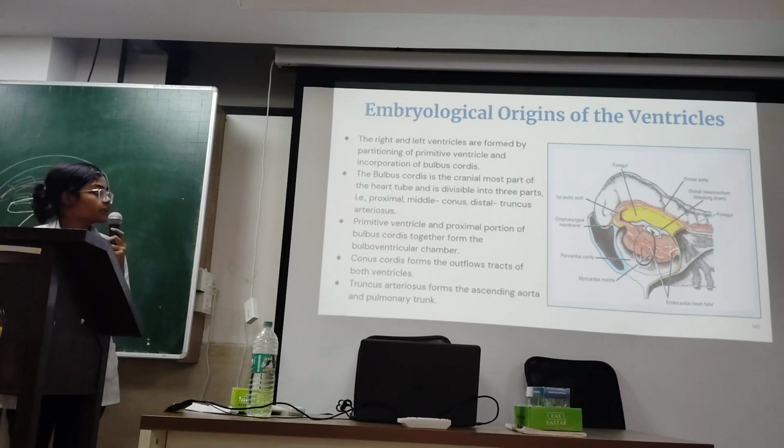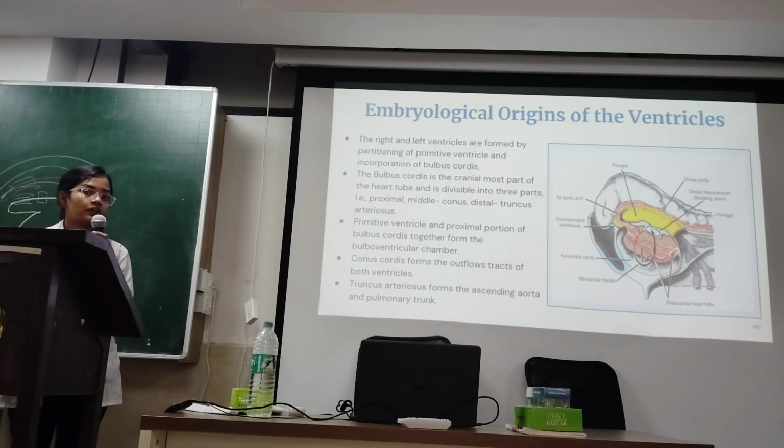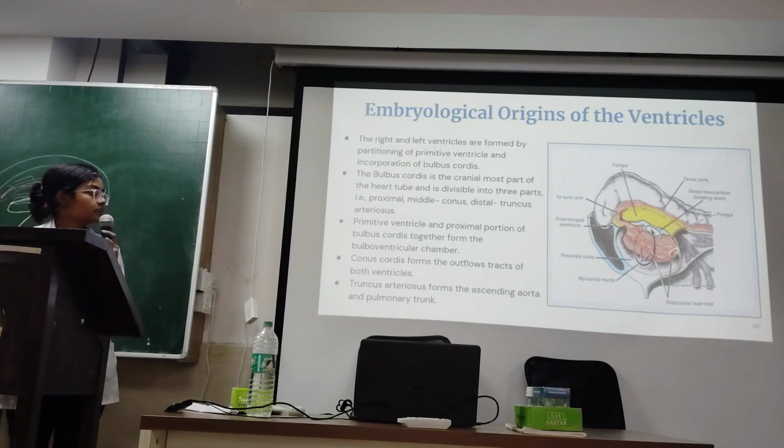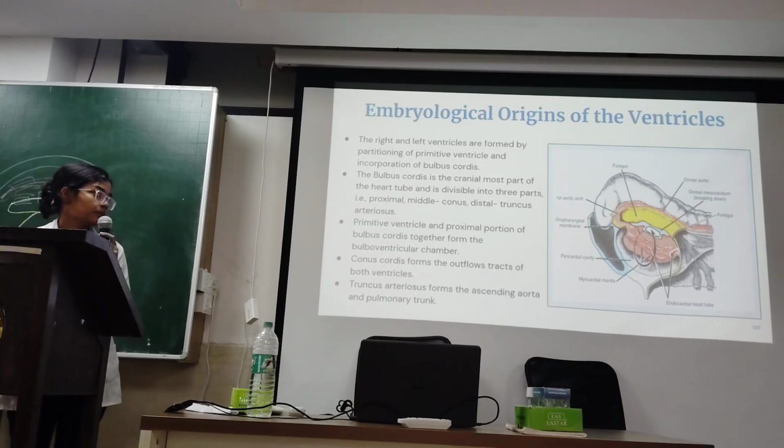All these components undergo development and form specific structures in the adult heart. The primitive ventricle and the proximal portion of the bulbus cordis together form a common chamber known as the bulboventricular cavity. The conus cordis forms the outflow tracts of both the ventricles. These are the smooth-walled regions through which the blood exits the ventricles. Then the truncus arteriosus forms the ascending aorta and the pulmonary trunk.